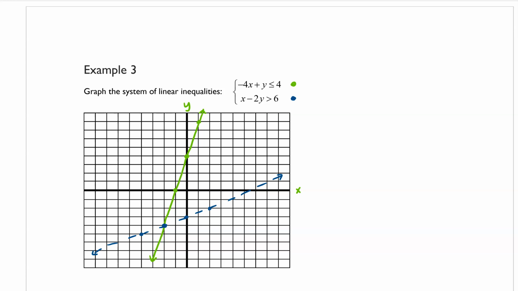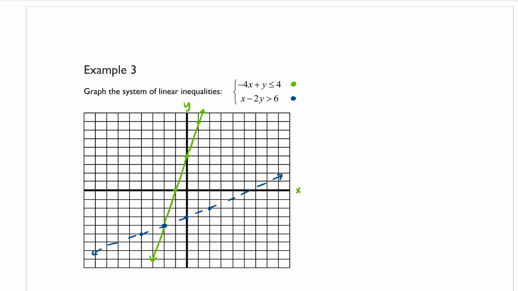The only thing that looks different from our previous example and the graph that we drew is that the second inequality says x minus 2y is greater than 6. Because it says just greater than, I made the blue line a dashed line. The first inequality says negative 4x plus y is less than or equal to 4. That means that my green line should be a solid line. So I gave an example of both to show you the difference between a solid line and a dashed line.